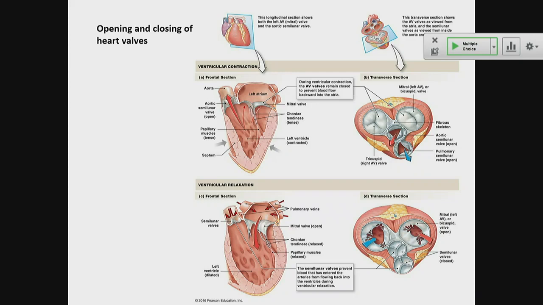So just remember, and it should be pretty straightforward, that when the heart ejects blood, the semilunar valve needs to be open towards the aorta. When the ventricle fills, the mitral valve needs to be open so the blood can flow from the atrium to the ventricle.